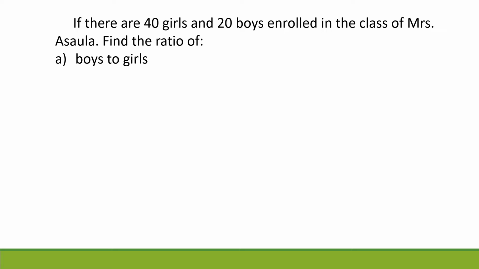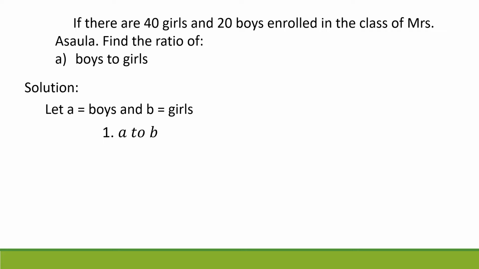Una nating hanapin ang ratio ng boys to girls. So for our solution, let A equals boys and B equals girls. So una, pwede nating isulat na A to B. So ano ang ating A? Ang A natin ay boys, ilan? That is 20. Ang B natin ay girls, ilan? That is 40. So pwede na nating isulat as 20 to 40.